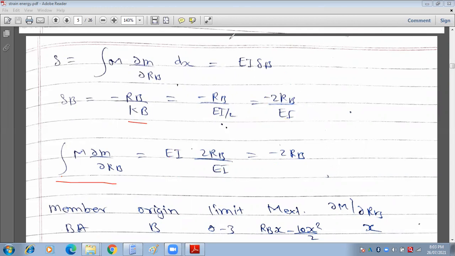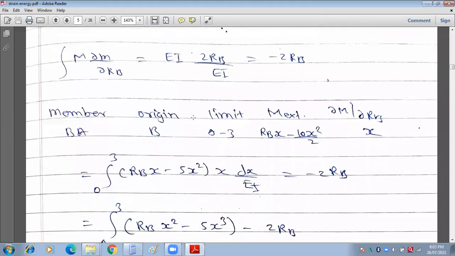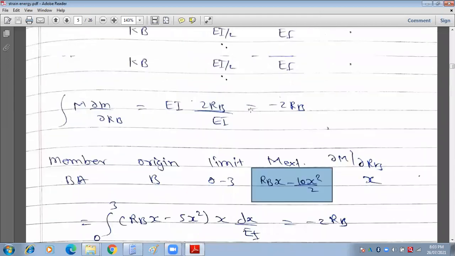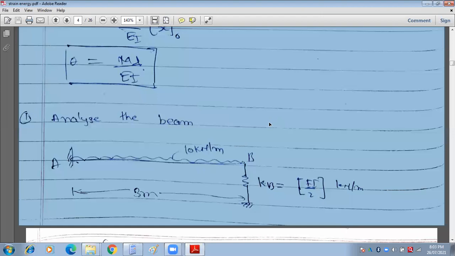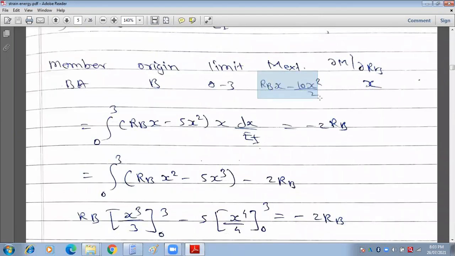Now for simplification, again let's take the moment of the external load and reaction. Now if you see here, if we are taking this section over here at xx, the reaction Rb makes an anti-clockwise moment. Due to this UDL, it makes a clockwise moment, and you will be getting these values Rb into x minus w x square by 2, and the partial derivative of this term with respect to the redundant Rb is x only.